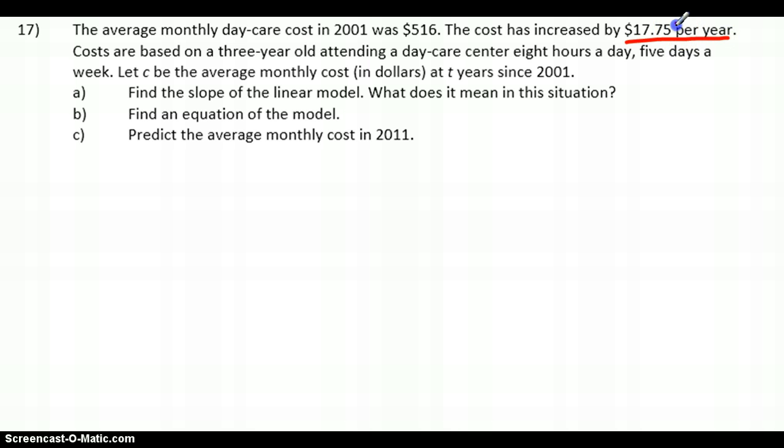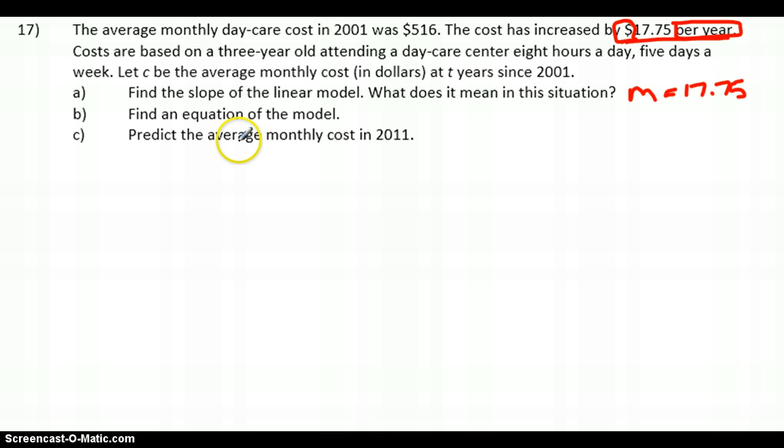And again, that dollar sign per year indicator, with that ratio of dollars per year, tells me that this is the slope. So I'm looking for that ratio right here. So the slope is 17.75, and again, what does it mean? It just means that many dollars per year. So what does it mean? I'm just going to say my units: dollars per year.